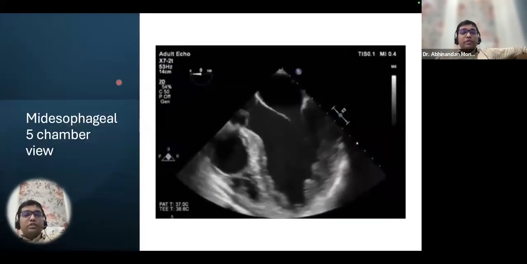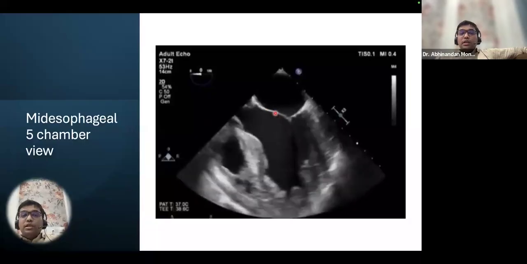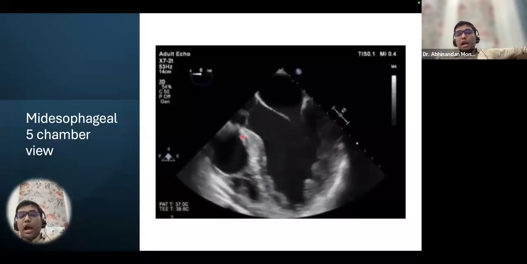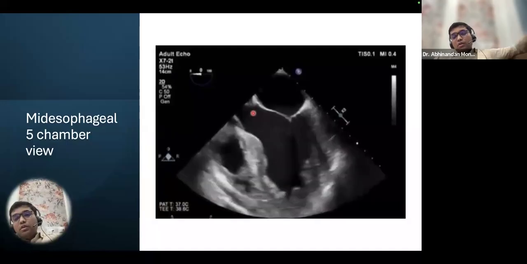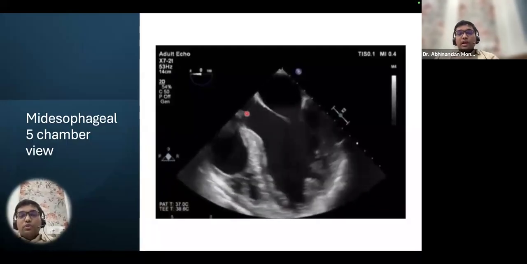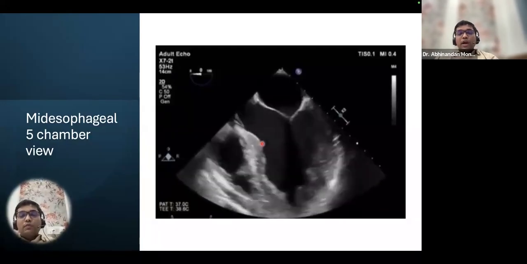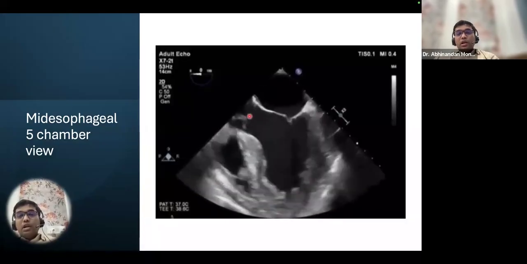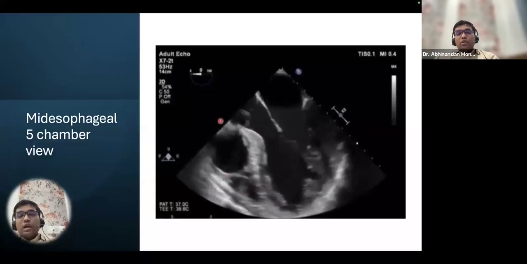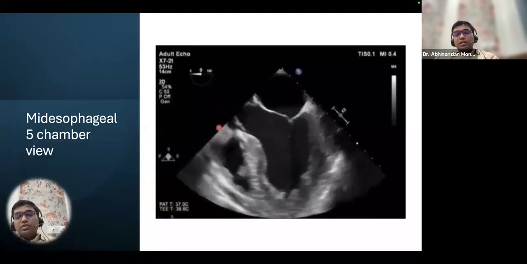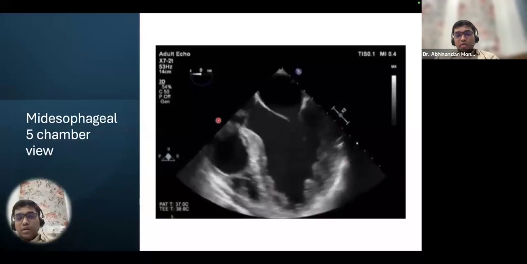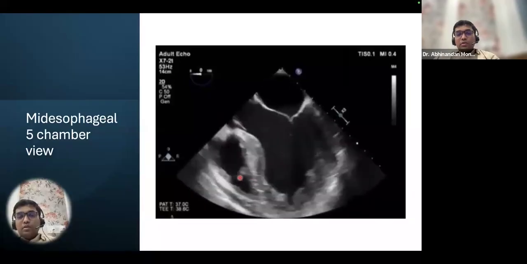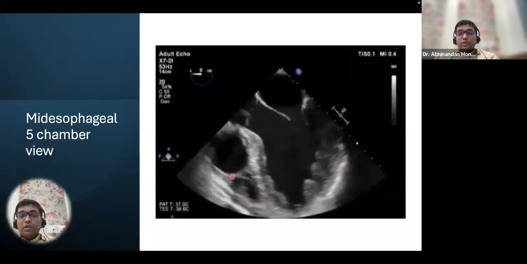So this is a mid-esophageal 5-chamber view, and you can see that this is your LVOT, and here this is your aortic valve. So that is your 5-chamber. What are the 5 chambers? That is your left atrium, left ventricle, LVOT, RV, and in this area you can see your right atrium. Now you can see your moderator band nicely over here.